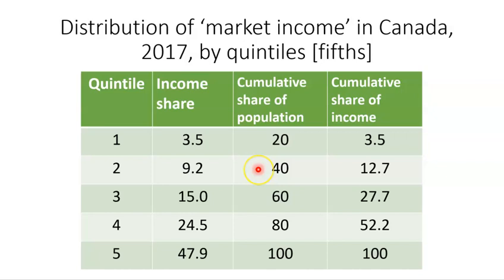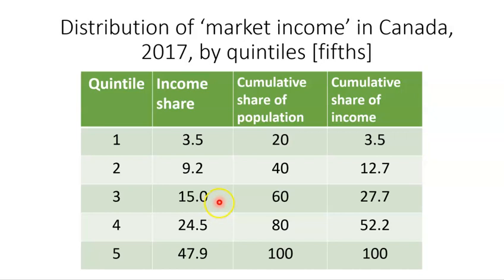If we add those two groups together, we just keep track of the total. That's telling us that the bottom 40% of the population in terms of market income have 12.7% of market income in total. So in other words, just the sum of these two values.